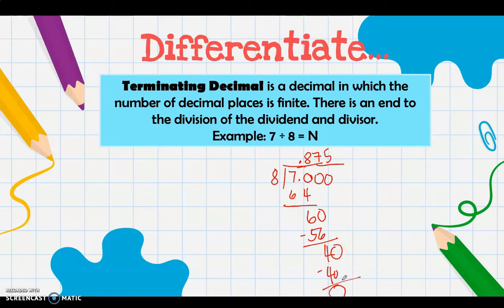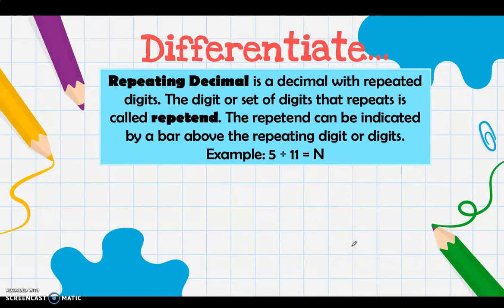So this is an example of terminating decimal because there is no remainder and there is a finite answer, the quotient. There is an end to the division of the dividend and the divisor. Now, another kind of decimal is repeating decimal. It is a decimal with repeated digits. The digit or set of digits that repeats is called repetend. The repetend can be indicated by a bar above the repeating digit or digits.